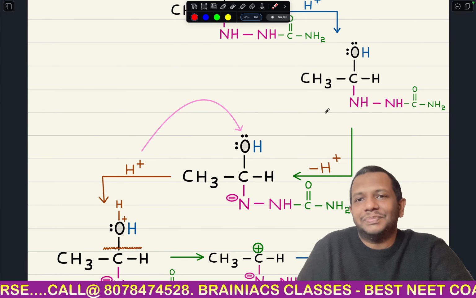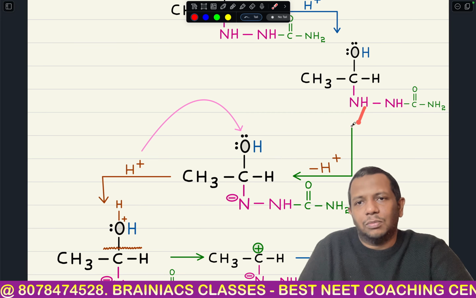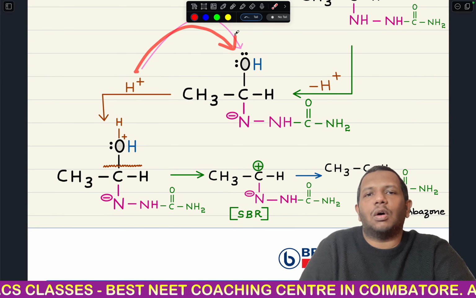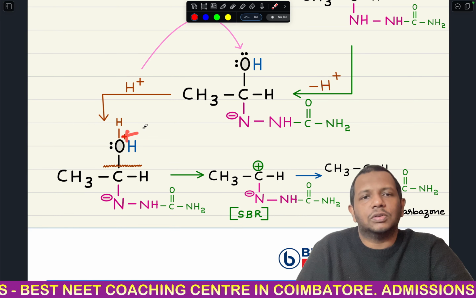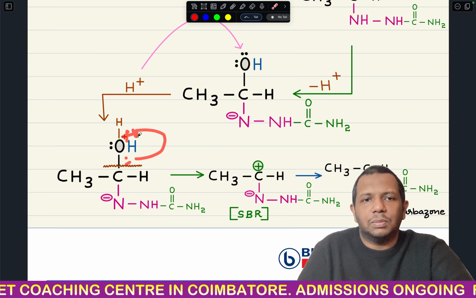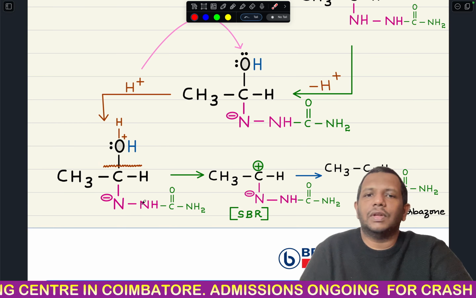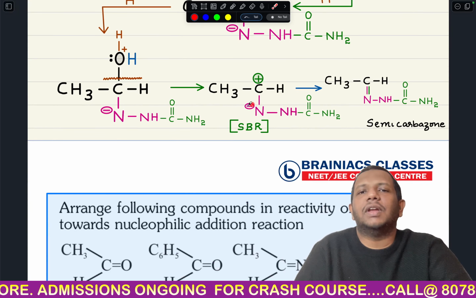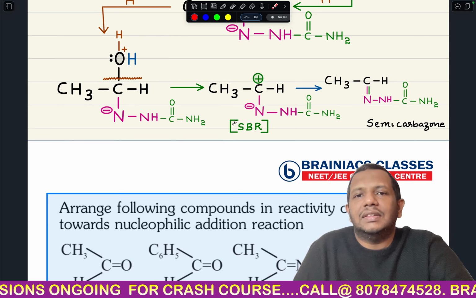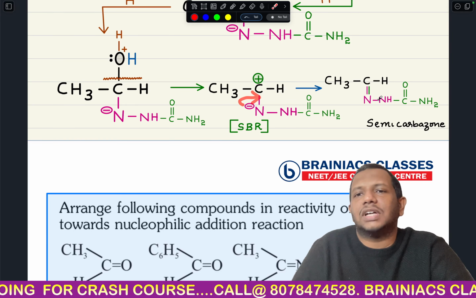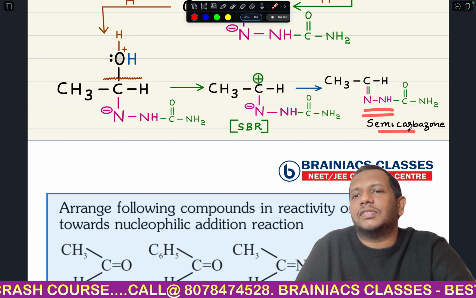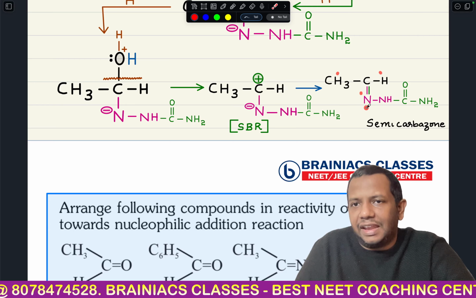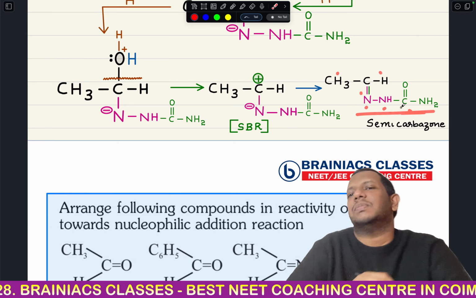Again the same mechanism. The hydrogen from here is acidic and will move out as H plus. Then the H plus will come and attack the OH. Oxygen with a positive charge is unstable, so this pair of electrons will move here and it will be removed as water. So positive charge comes, single bond, negative charge, and this is also stabilized by resonance. This negative charge will move towards the positive charge and you get a product called semicarbazone: CH3, CH double bond, NNHCO, NH2. That is my product.